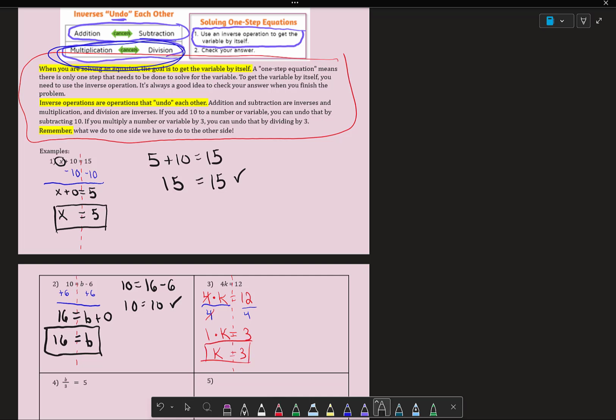And let's just double check the math. Instead of 4 times k equals 12, we're doing 4 times 3 equals 12, and 4 times 3 is 12.